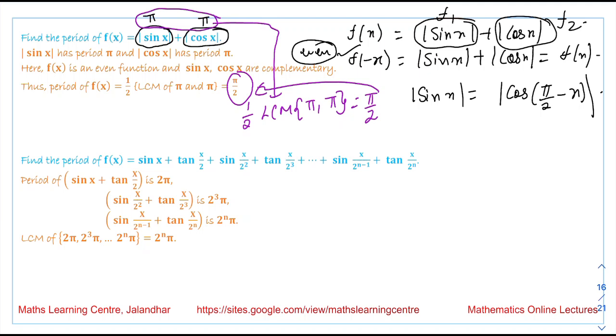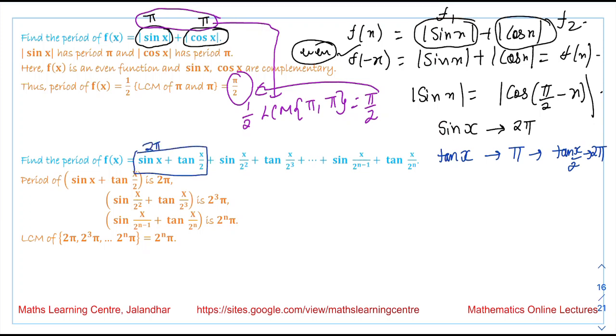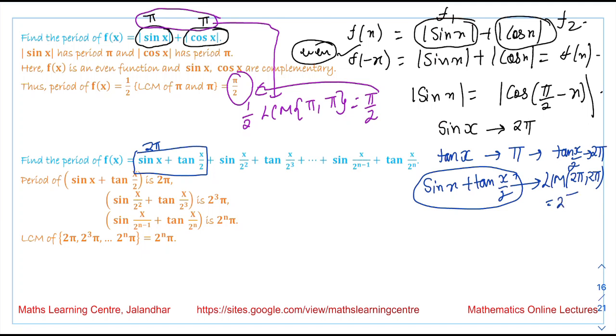Now if we look at these terms, we are talking about the periods of each term. The period of sin x is 2 pi, and the period of tan x is pi. So the period of tan x by 2 is also 2 pi. So the period of both these terms is 2 pi, because the period of sin x plus tan x by 2 will be LCM of 2 pi comma 2 pi, and the answer comes out to be 2 pi.